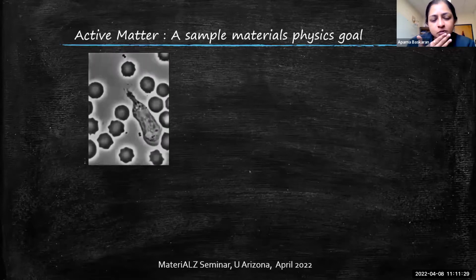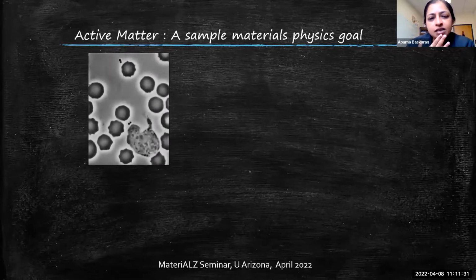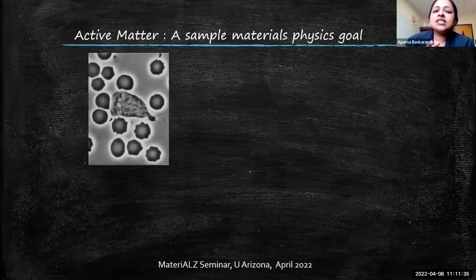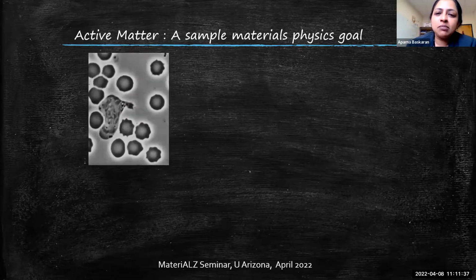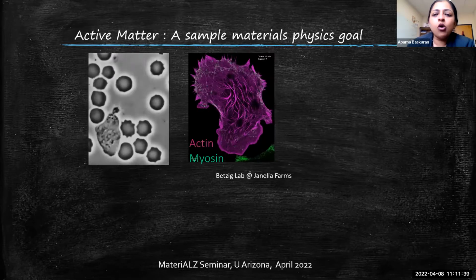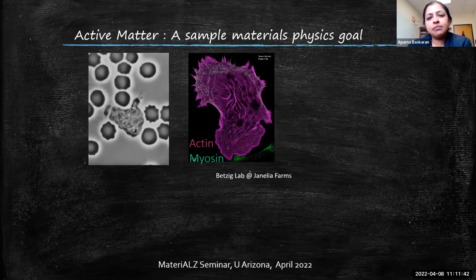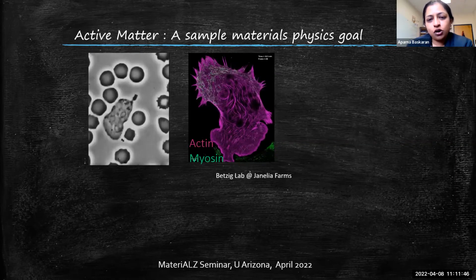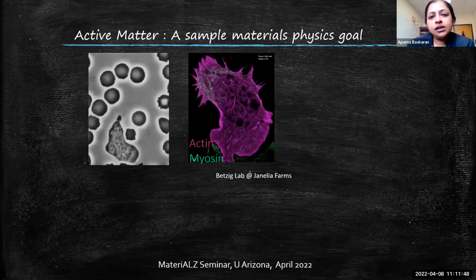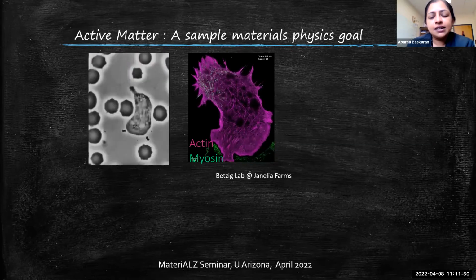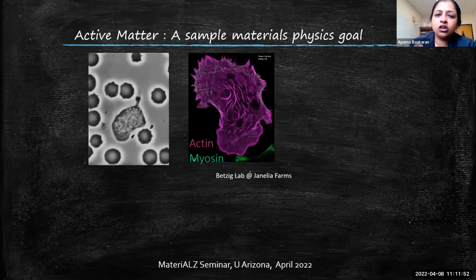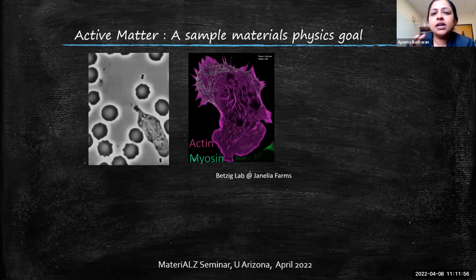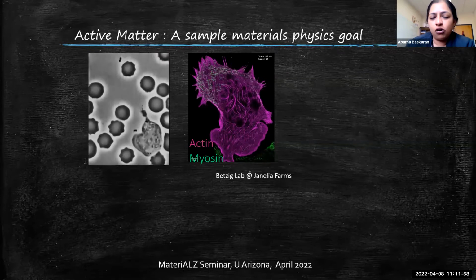This movie that I'm showing here was made in the 1950s by David Roberts at Vanderbilt. Obviously, subsequently, this movie has been made many times. And here is a more recent movie from the lab in Janelia Farm, where it's the same cell that I'm watching under a microscope. But now in purple, I see the actin filaments, and in green, I see myosin motors. Myosin motors are the active entities, and the actin filament is the polymeric scaffold. It's the material backbone of my system.